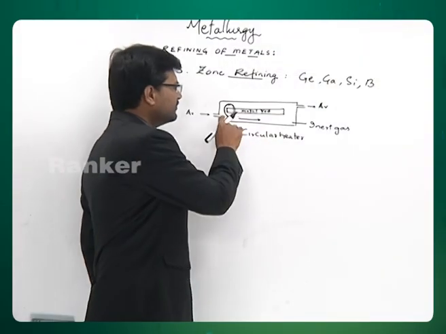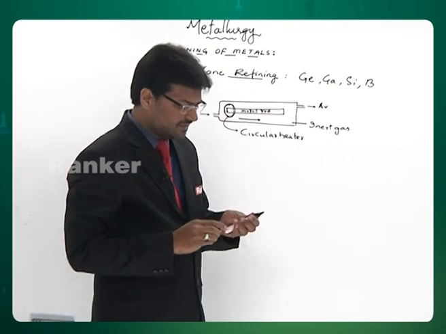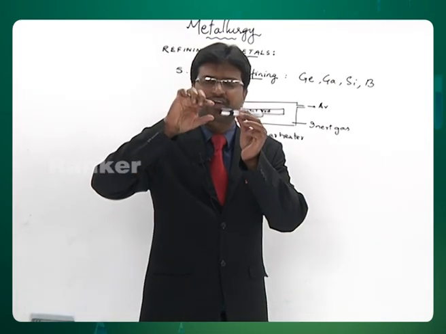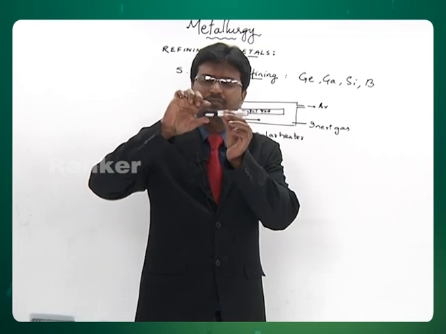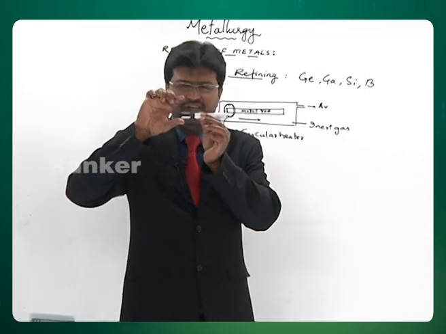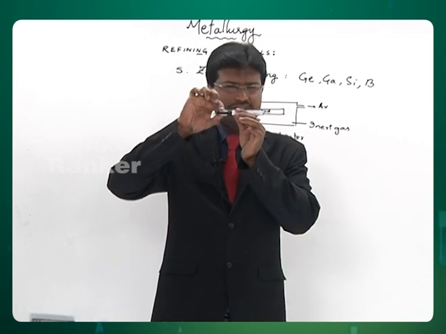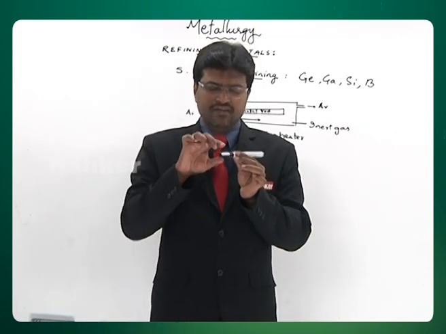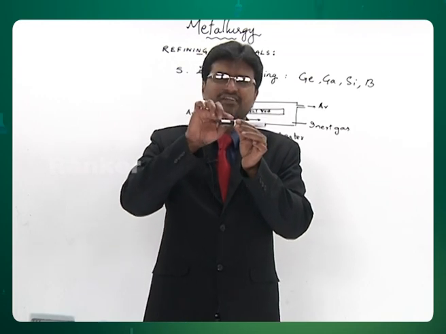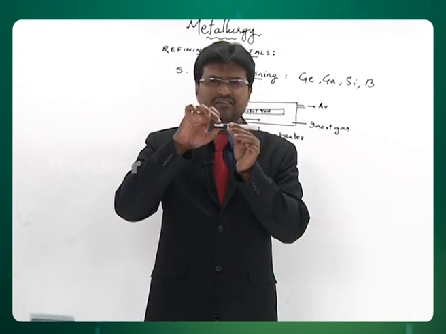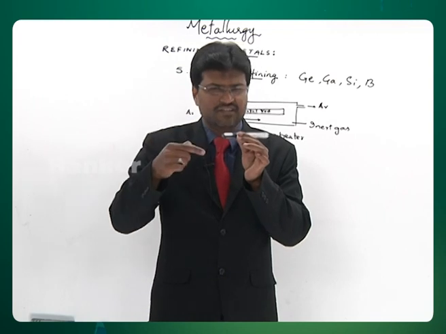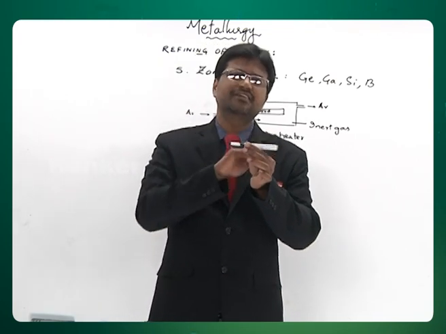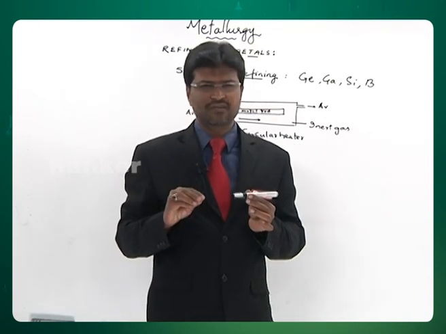Now, when I move the circular heater, let us assume that this is a metal rod and this is the circular heater. When I move this, the point where the circular heater is exposing the metal rod will melt. And when it is moved, the adjacent layers start melting and this molten layer starts crystallizing again. During that, the impurities will fall into the adjacent layers which are transforming into liquid.